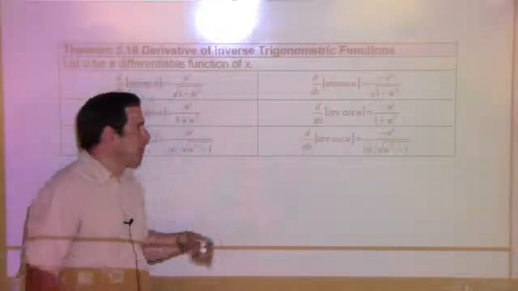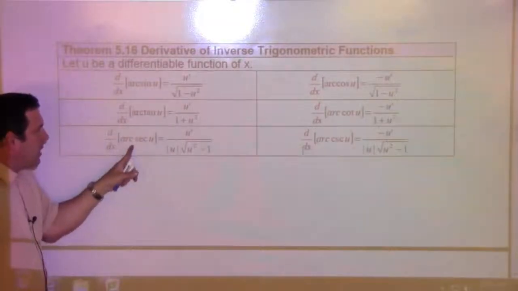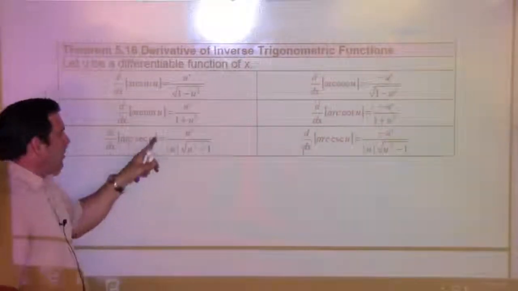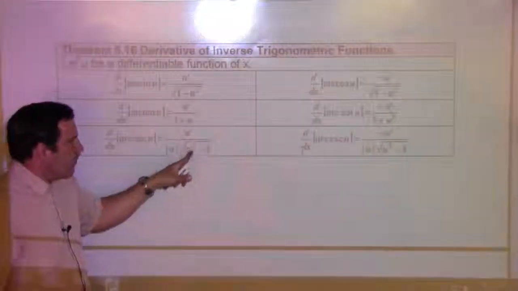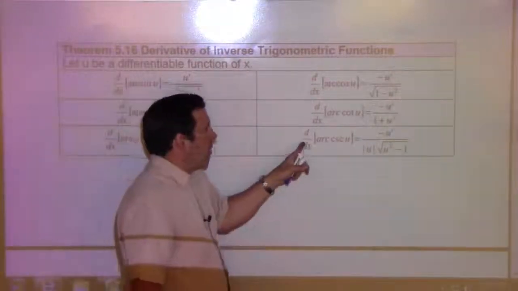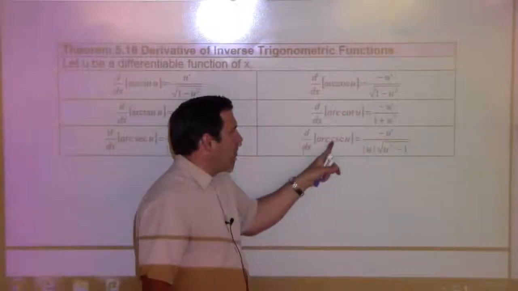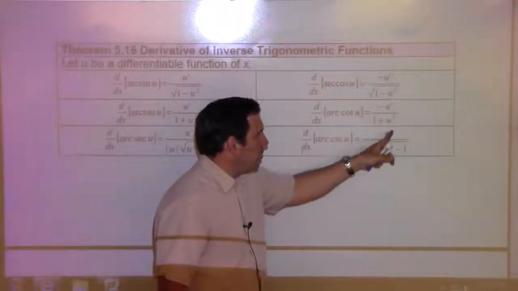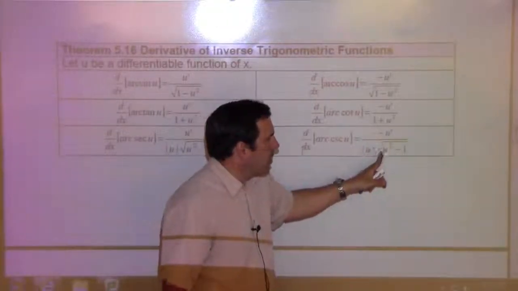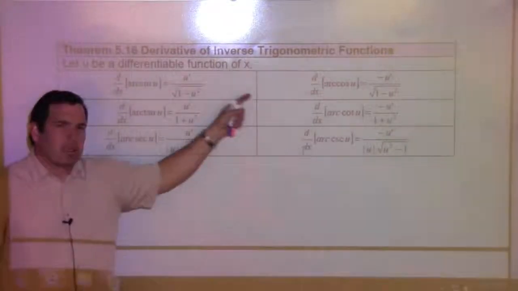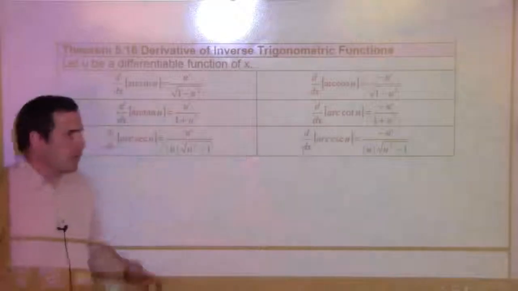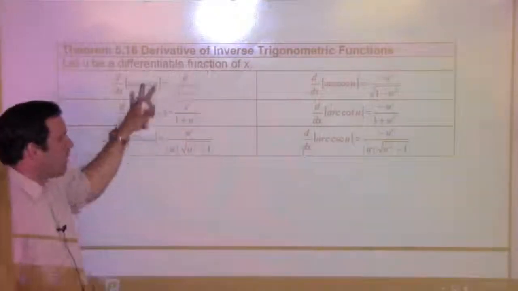And for arc secant of u, its derivative is going to be u prime over the absolute value of u times the square root of u squared minus 1. The derivative of arc cosecant of u is negative u prime over the absolute value of u times the square root of u squared minus 1. So, again, they're just opposites of each other. We tend to focus on these three.